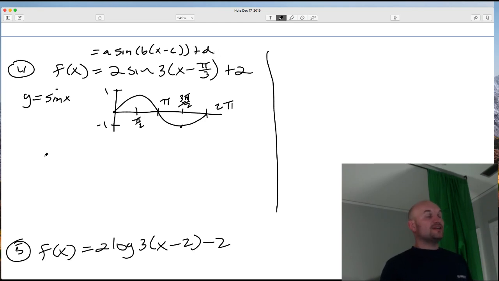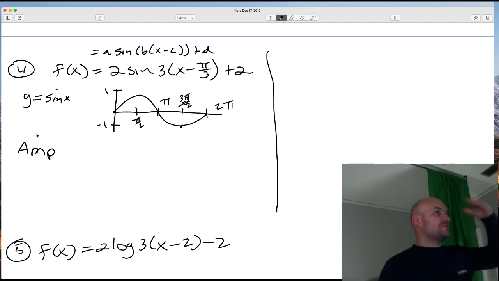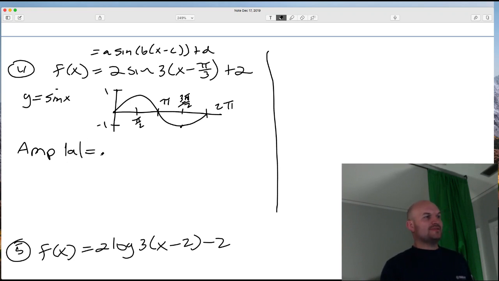Okay, so we need to know what a, b, c, and d are, so therefore we can identify all the transformations. So the first, not so much the transformation, but the information of the graph. The amplitude is basically the half distance from the max to the min of the graph. A nice way of saying it is how high does the graph go to how low does it go with no vertical translation. So that's just going to be the absolute value of a. In this case, that's the absolute value of 2, which is equal to 2.